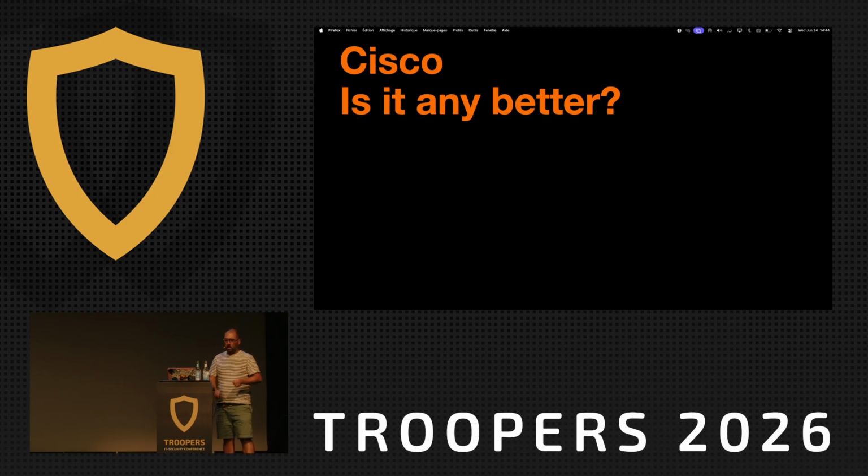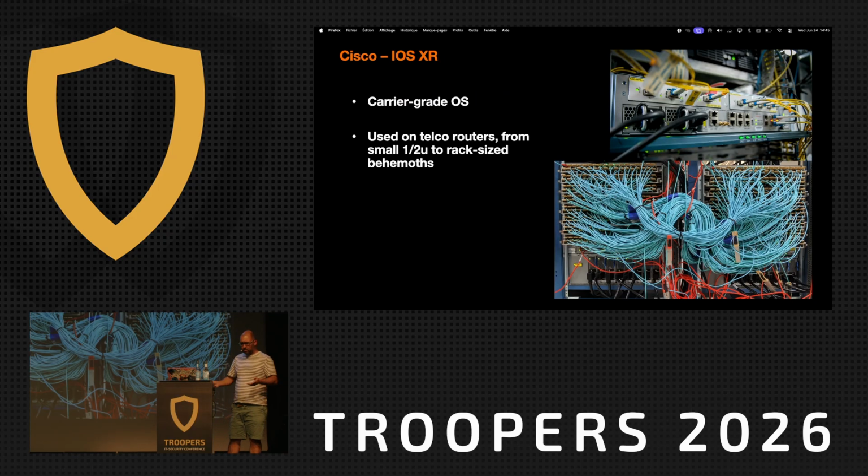All right, so Juniper has its fair bit of vulnerabilities. Is it any better with Cisco? So I'm talking about Cisco IOS XR. IOS XR is a carrier-grade OS of Cisco. It's used on telco routers from small one or two rack units to rack-size behemoths, like you can see behind the mesh, the noodle, whatever thing.